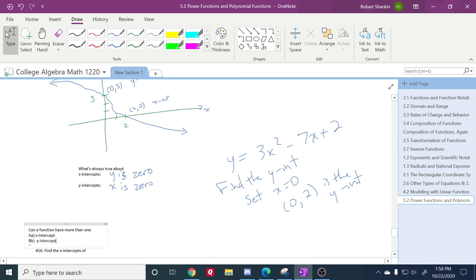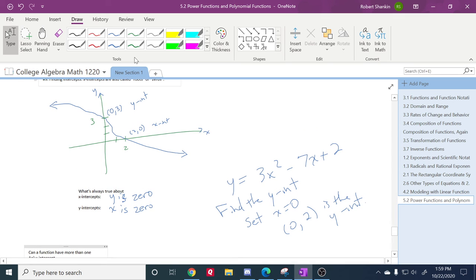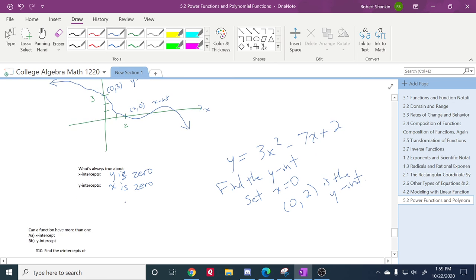All right, let me go to group 2. Can a function have more than one x-intercept? Yes, it can, but that would mean that the line is curved. Very good. And the same goes for y. You could also have more than one y-intercept, but the line would be curved.